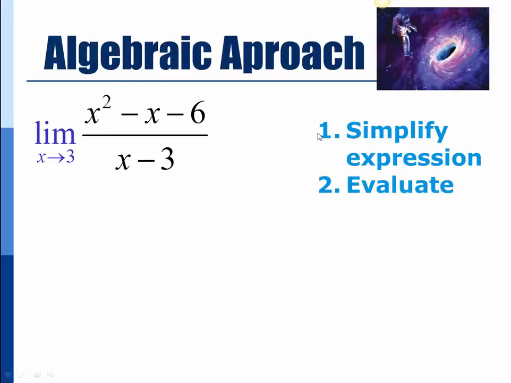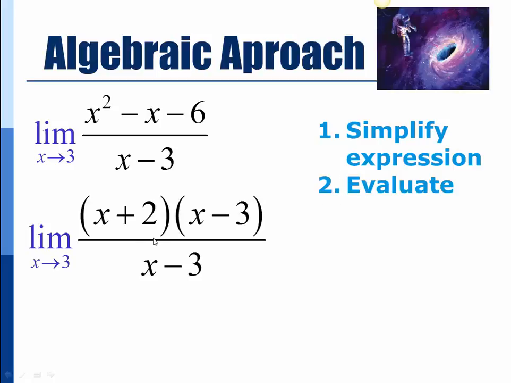I want to simplify the expression, and then I'm going to evaluate. These are the two steps we have for limits. The top part here factors as x plus 2 times x minus 3. So I can factor that top, and hopefully you're noticing that the fraction has an x minus 3 on top and an x minus 3 on the bottom. We can reduce those out, leaving just x plus 2.